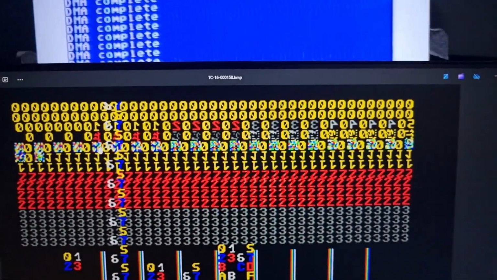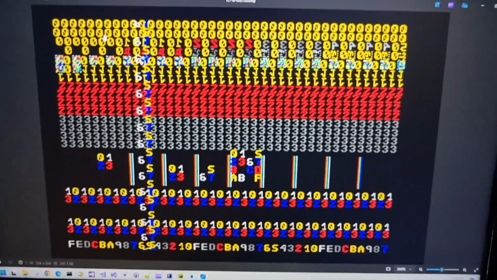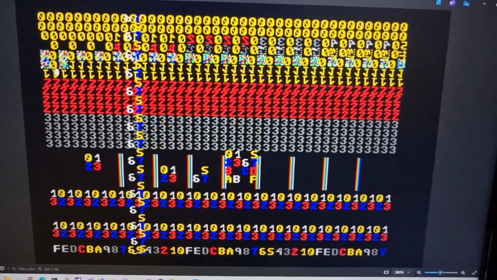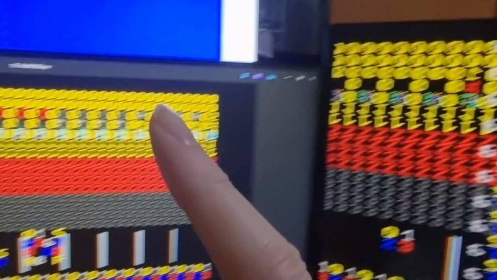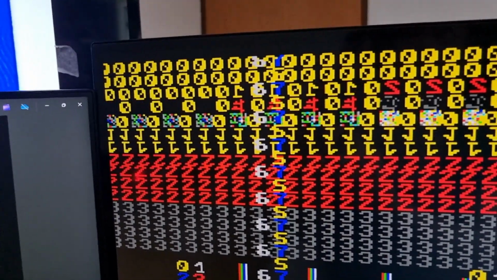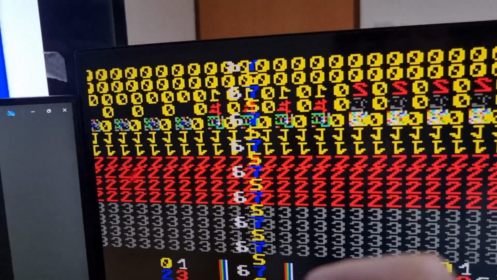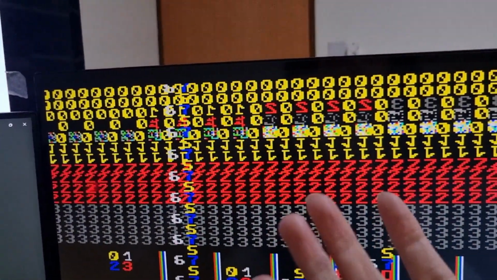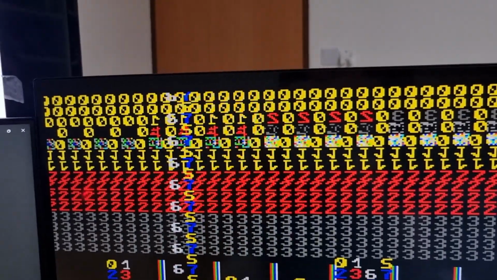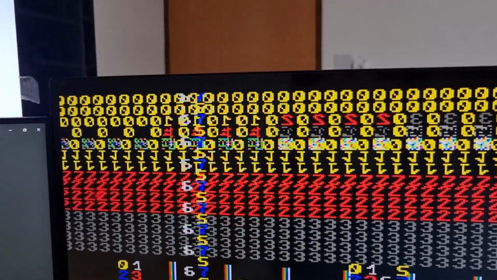So we can look at these two displays side by side, the emulated one here on the left and the hardware output on the right, and we can see that they are identical, as you would expect, because it's running the same code, so we would expect to get visually the same result.